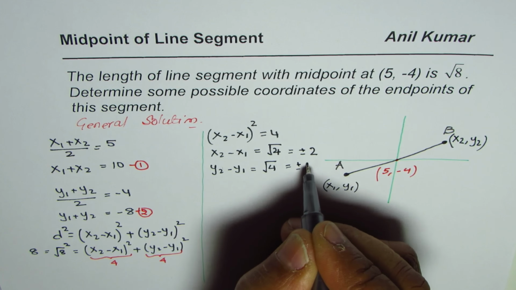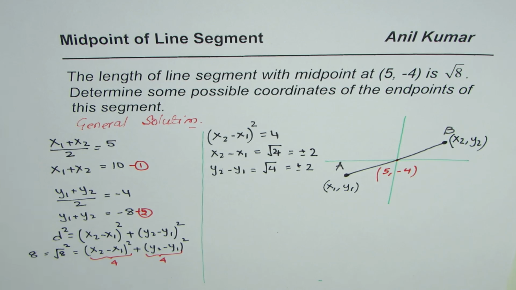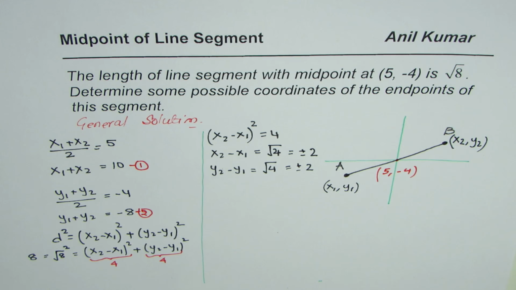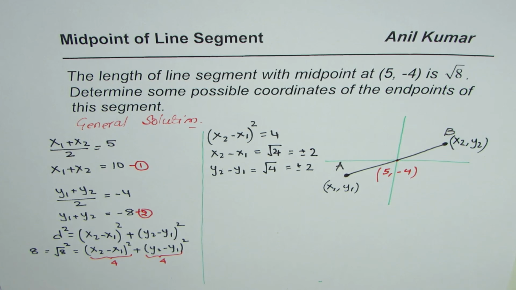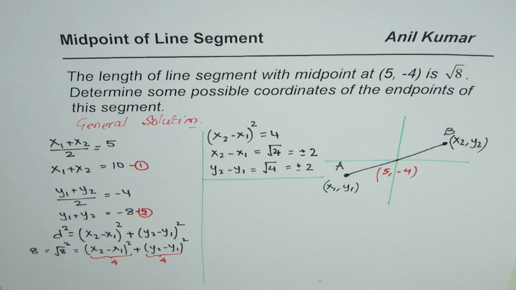Which could be plus or minus 2, right? So that gives us two more equations. So we do have now 4 equations to solve and get the values of x1, y1, x2, y2, right? So now I hope you appreciate how to solve such a question. You can actually pause the video at this stage and find the solution, right?